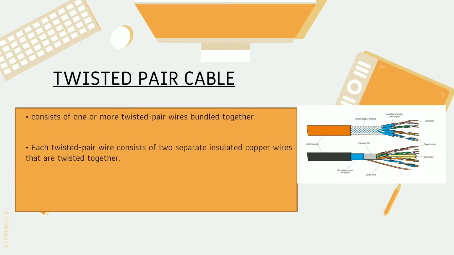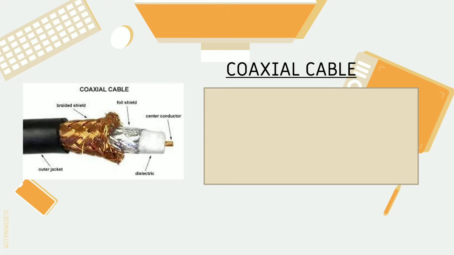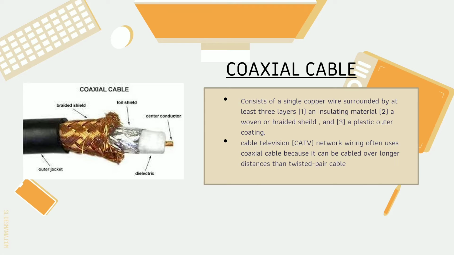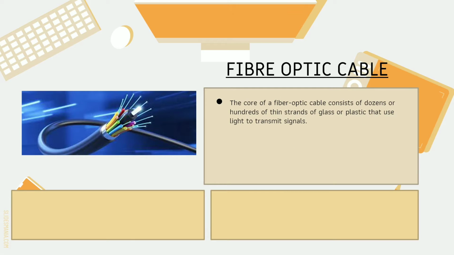Twisted pair cables consist of two or more twisted pair wires, and each of them has two separate insulated copper wires. These wires are twisted together to reduce noise. This noise is an electrical disturbance. Coaxial cables have a single copper wire that is surrounded by three materials. Coaxial cable is used for the cable television network because it can cover a longer distance than the twisted pair.